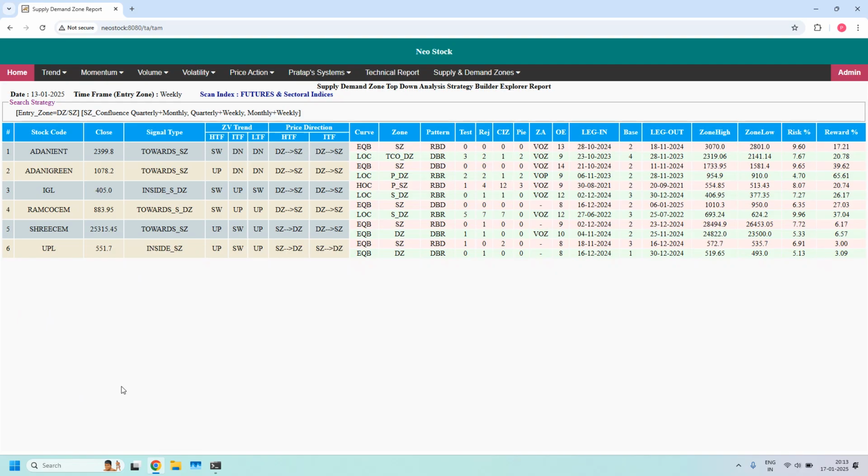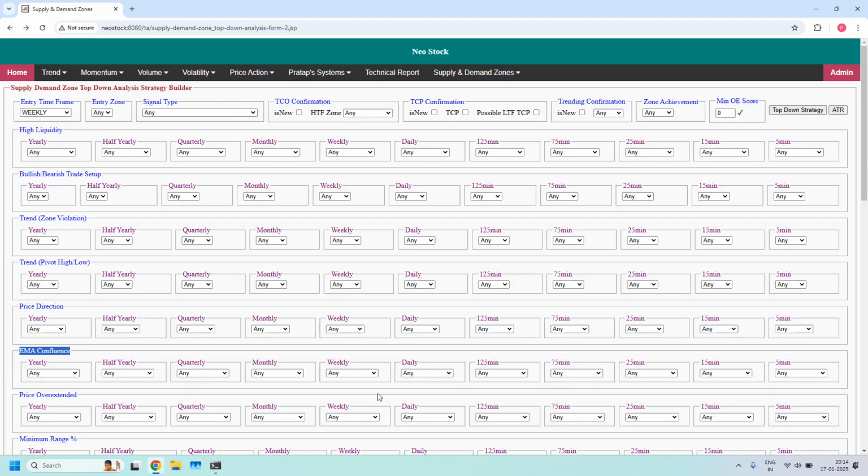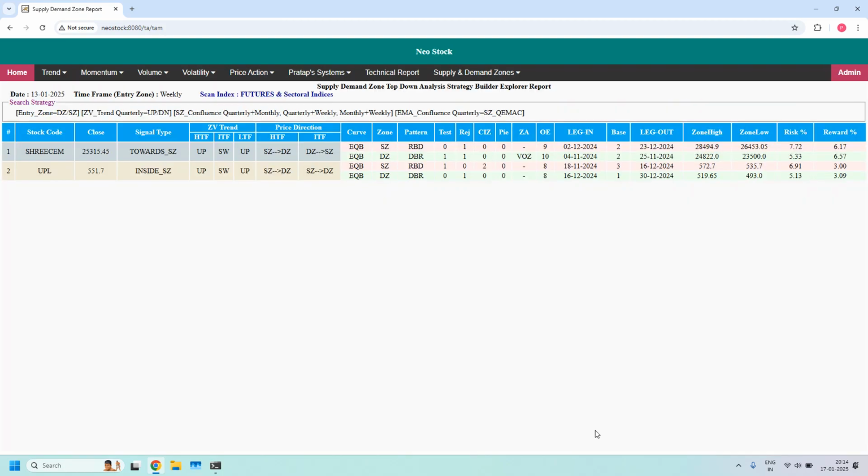In these 6 stocks, these weekly supply zones are part of the monthly supply zone, both together again part of the quarterly supply zone. Now let's verify in the quarterly supply zone any quarterly EMA confluence for quarterly supply zone. So in the EMA confluence at quarterly time frame, I am setting the filter quarterly supply zone having quarterly EMA confluence, and in the trend at quarterly time frame should not be sideways. It can be up or down. Let's filter. We got 2 stocks.